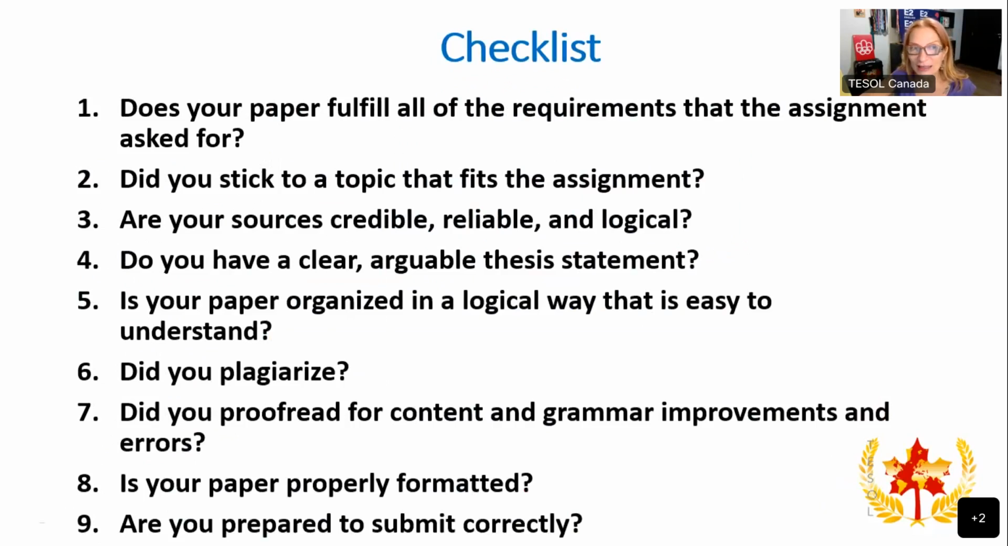So this is a little checklist that will help you. Does your paper fulfill all the requirements that the assignment asked for? Did you stick to the topic of the assignment? Are your sources credible, reliable, logical, clear, easy statement? Is your paper organized? Did you plagiarize?